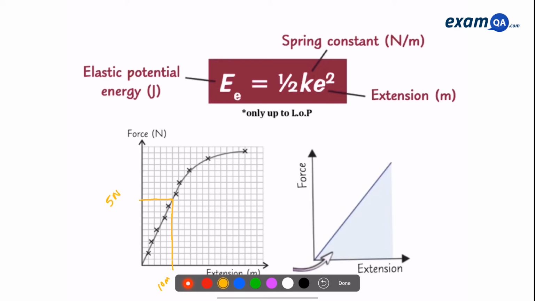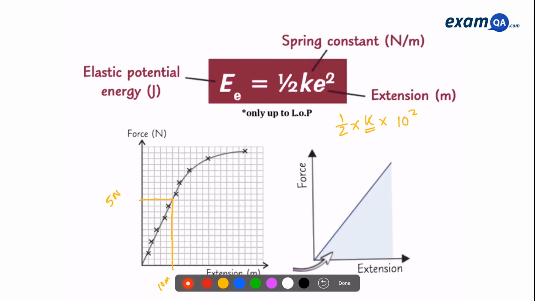So once you've got that, you can do two things. The first thing you can do is use this equation to work out energy. And the way you can do that is you're going to write half times K times E squared. So for this particular one, E obviously is 10. So we're going to do half times K times 10 squared. Now, where do we get K from? Remember, we said K was the gradient.